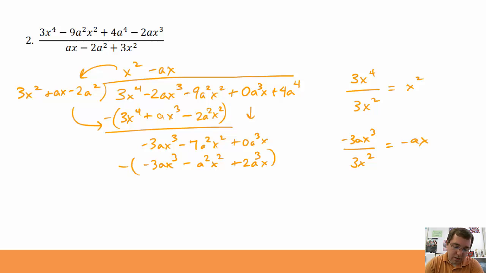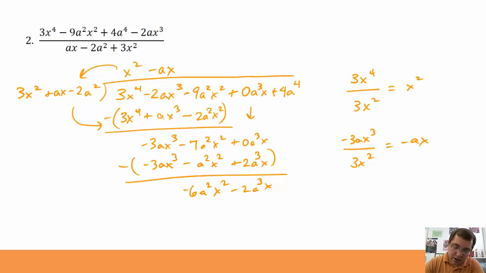I subtract. First terms cancel. Negative 7a squared x squared minus a negative a squared x squared is plus 1, so that's negative 6a squared x squared. 0 a cubed x minus 2a cubed x leaves me with negative 2a cubed x. So there you see why I had to hold the place with the 0, or I'm subtracting negative 2a cubed x from nothing.